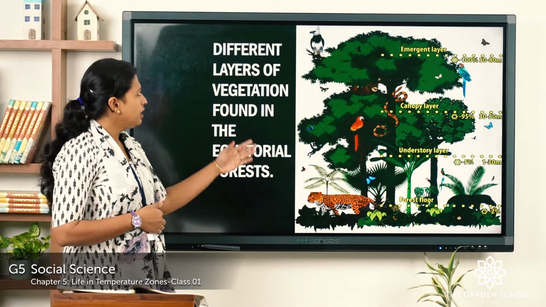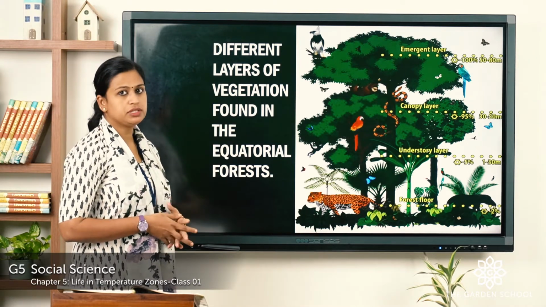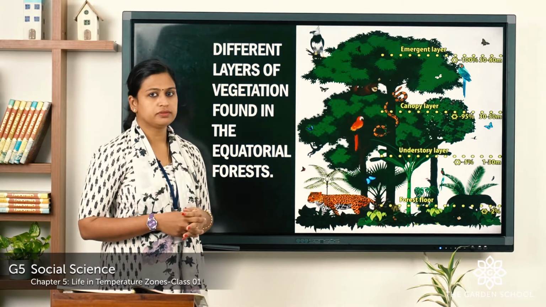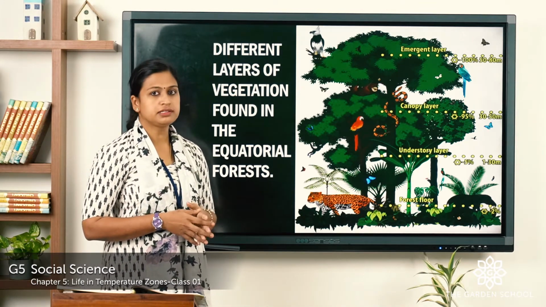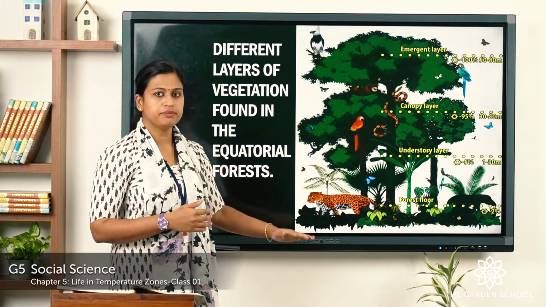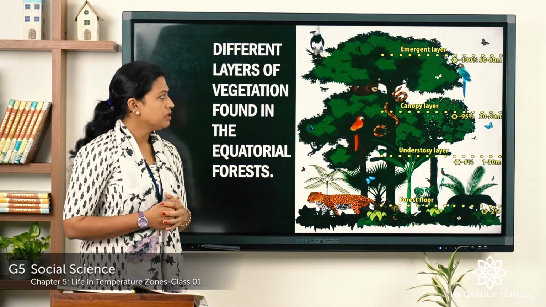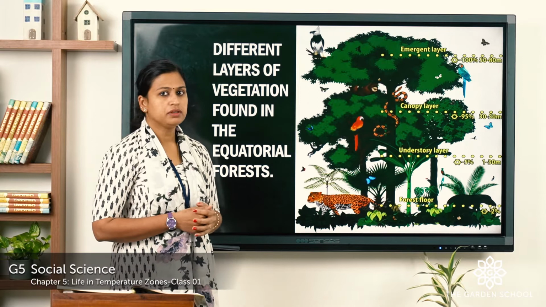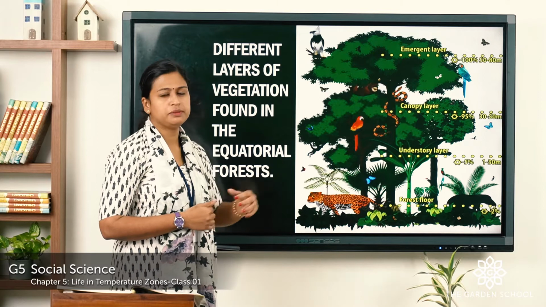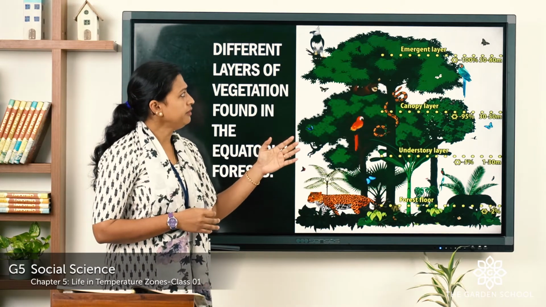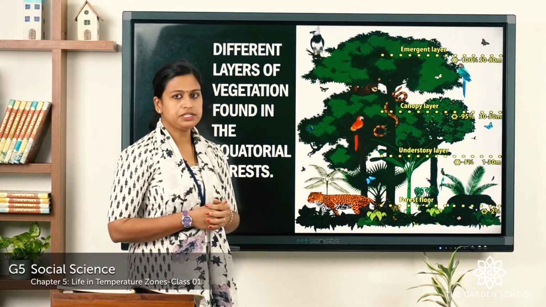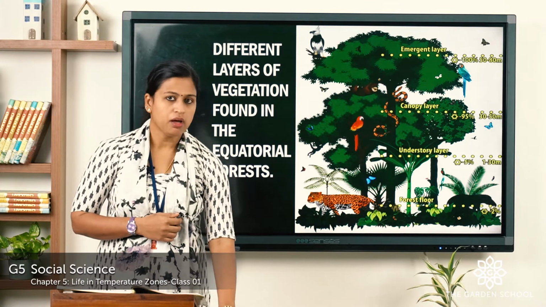Now, these are the different layers of vegetation found in equatorial forest. So, the first layer is forest floor. Second is the understory layer and the height is about 1 to 30 meter from the ground level. Third is the canopy layer and the height is about 30 to 50 meter from the ground level. Finally, we have emergent layer. The height is about 50 to 80 meter. Now, we will discuss them one by one.